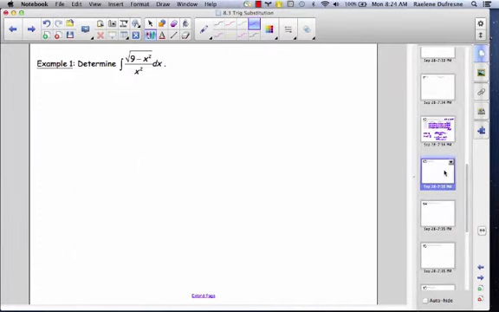Okay, let's take a look at an example. Determine the integral of the square root of 9 minus x squared all over x squared dx. In this case, we have the constant minus the variable term squared, so it reminds us of cosine squared theta equal to 1 minus sine squared theta. And so our choice is that a is equal to 3, because 3 squared is 9. So x will be equal to 3 times the sine of theta.